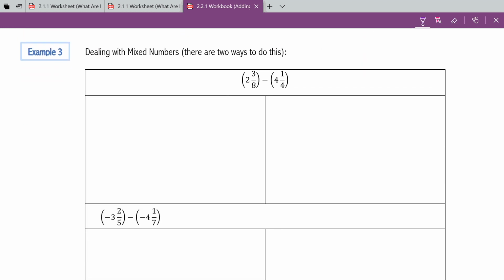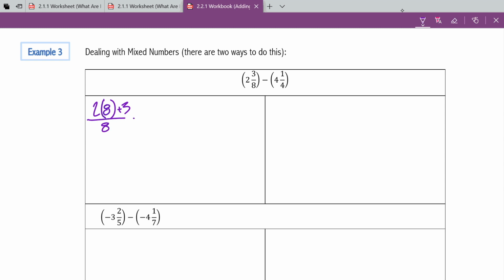Mixed numbers. Generally speaking, there are two ways to deal with mixed numbers. The first way is probably the easiest in most cases, but I just want you to know that sometimes there are different ways to approach the problem, and depending on the actual numbers you're working with, one might be easier or harder than the other. So the first way to deal with this is to convert both of these numbers into improper fractions. We convert a mixed number into an improper fraction by taking the leading integer, multiplying it by the denominator, adding the numerator, and then dividing the whole thing by the original denominator.